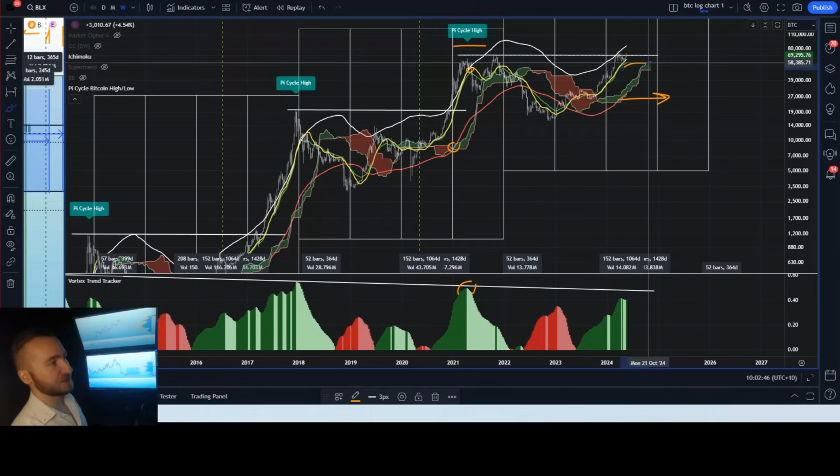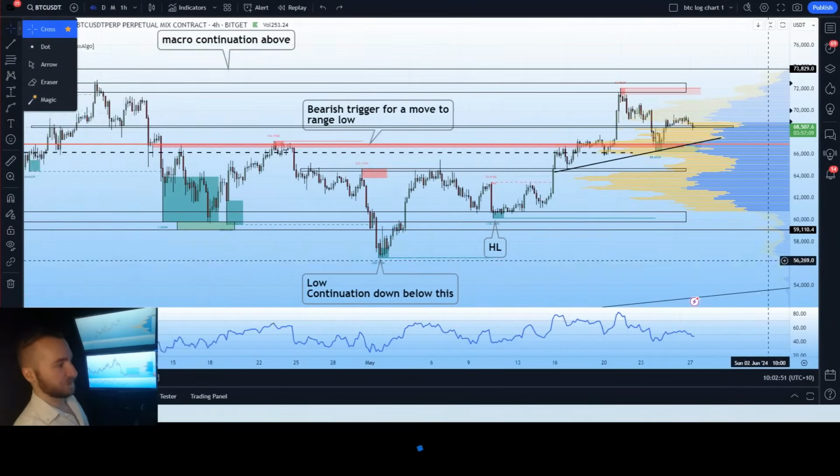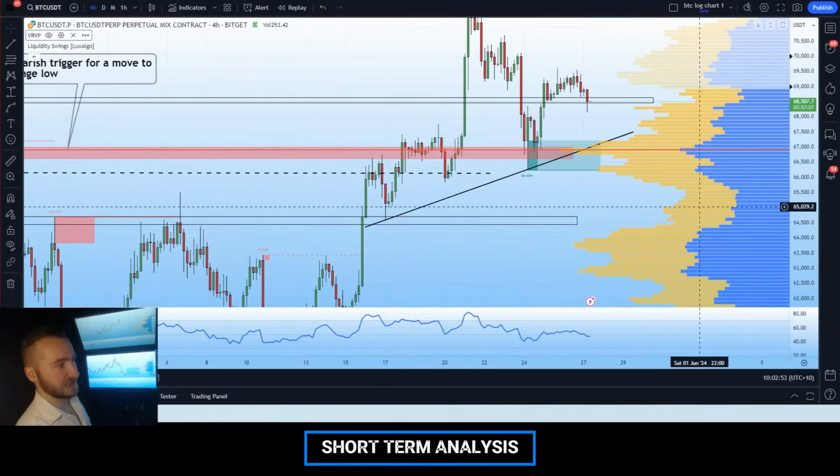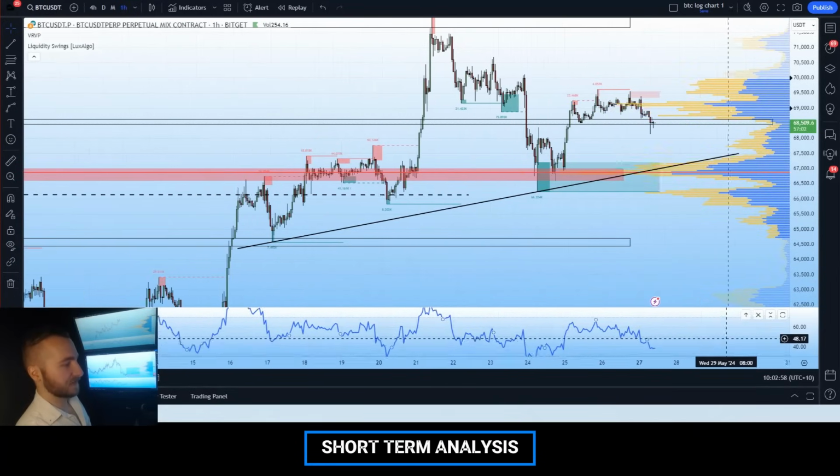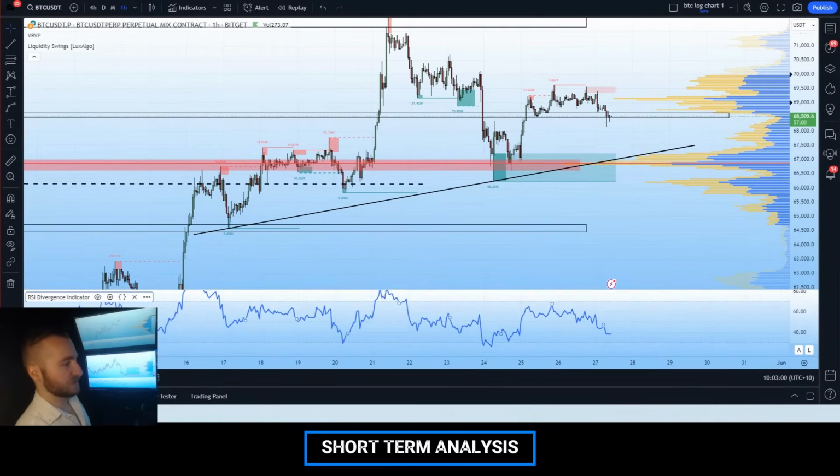So with that being said, guys, let's move over to short-term price action, wrap up the video. Short-term price action. Not much has happened, really, guys. We have seen a little bit of downward move over the last 24 hours. Again, really not much happening over here.